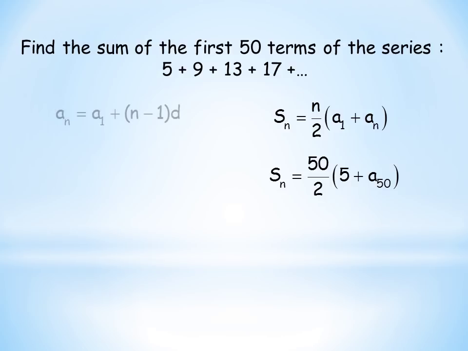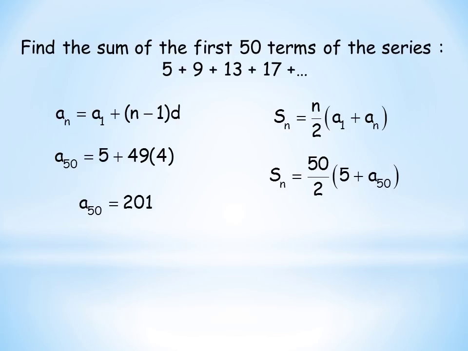I'm going to jump back over to my other equation and see if I can figure out what a to the 50 is. Well, I know my first term is 5. I know there are 50 terms, so I know n minus 1 is 49. And I can see from the sequence that my common difference is 4. So I can go ahead and figure out that the 50th term would have to be 201.